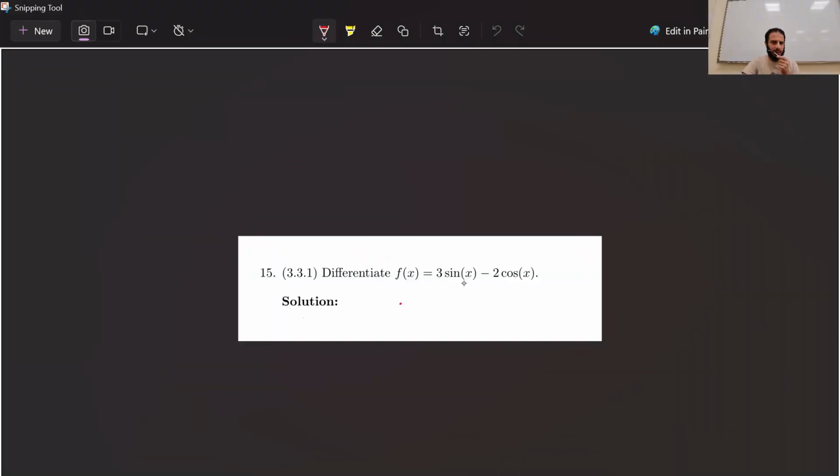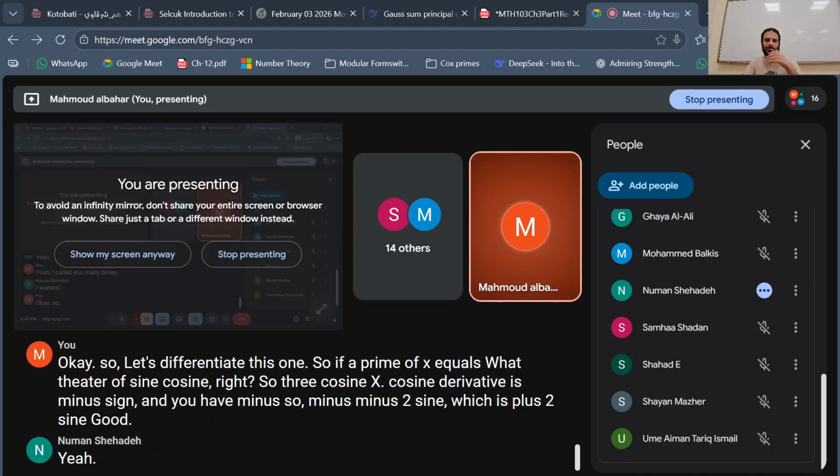Let's differentiate this one. So f prime of x equals, what's the derivative of sine? Cosine, right? So 3 cosine x. For cosine, the derivative is minus sine, and you have minus, so minus 2 sine, which is plus 2 sine. Good?